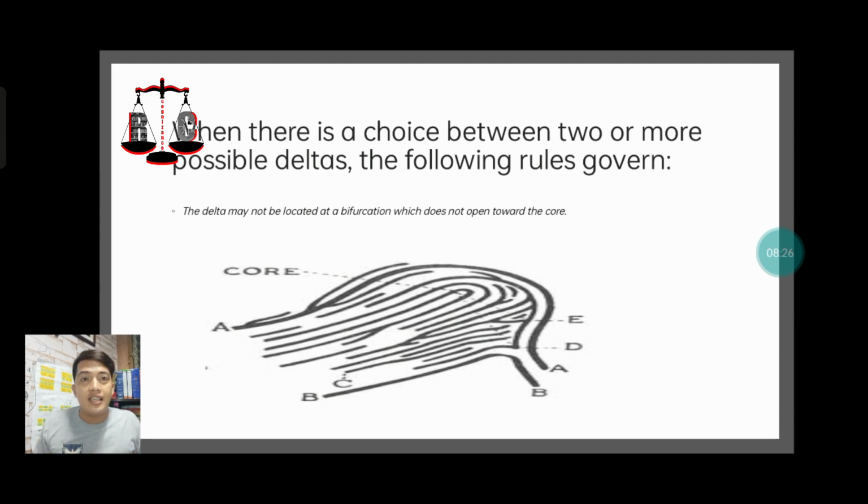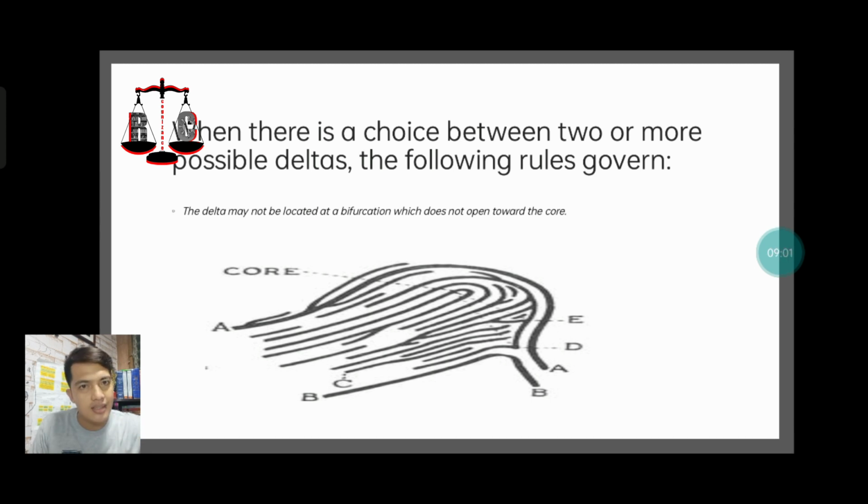Sa mga rules na sad, when there is a choice between two or more possible deltas, the following rules govern. Kung pananglitan daw naay duha ka deltas nga imuhang makita sa imuhang fingerprint pattern, unsaon nimo pag-determine kung asa nga delta ang imuhang gamiton aron masakto ang imuhang ridge counting? So mao ni siya nga mga rules nga atong i-follow. First rule, the delta may not be located at a bifurcation which does not open toward the core.